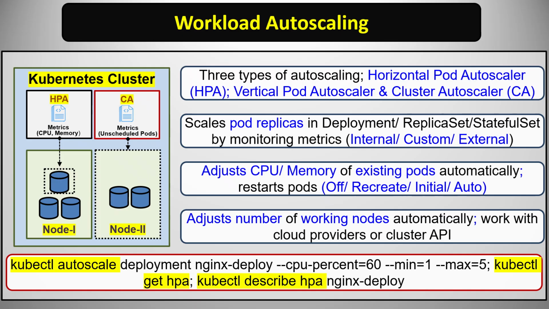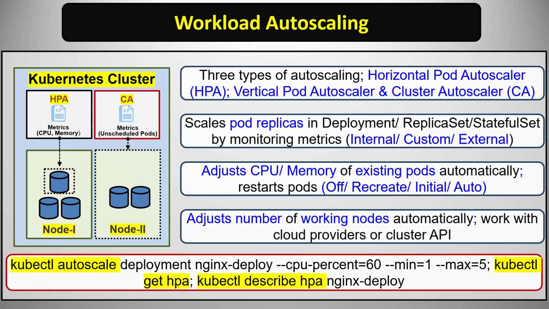The third one is cluster autoscaling. This one adds or removes worker nodes automatically, usually when running in the cloud with AWS, GCP, or Azure. In the exam, you should know when to use each one.